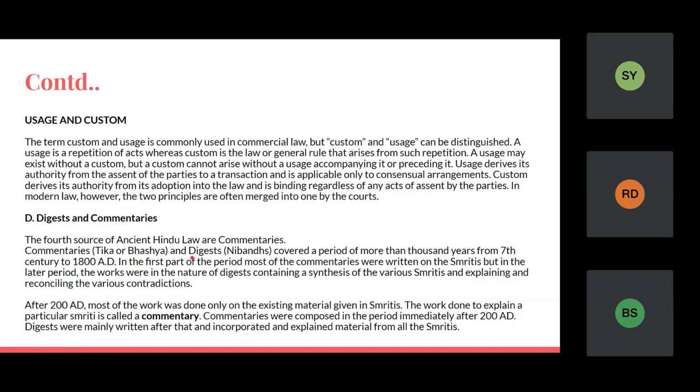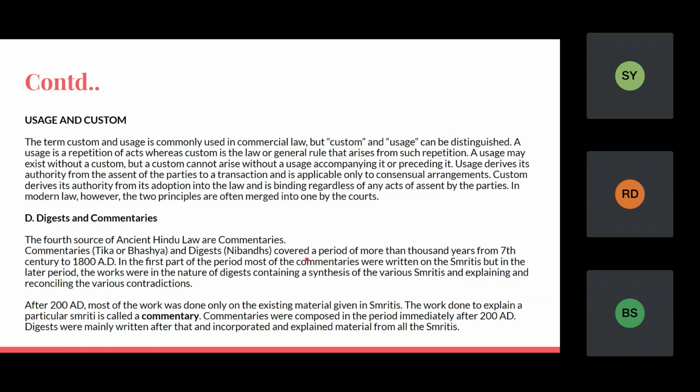Like for law of contracts, we have a commentary by Avatar Singh. He is an advocate. So what he told about law of contracts, there is a book. In the same manner, sages have come up with commentaries. The other term is digests. Digests are nothing but Nibandhas, which we can call essays or paragraphs.